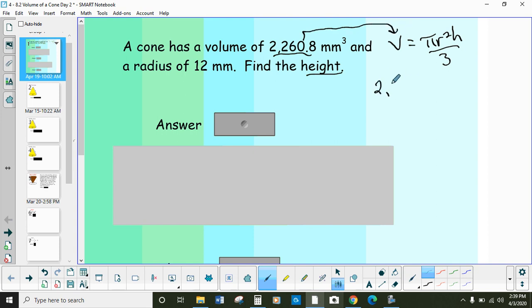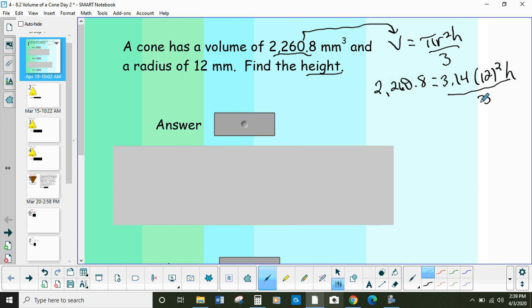So I got 2,260 and 8 tenths equals, and that should technically be about, since I'm going to estimate pi at 3.14, but that's right, we'll just write the equal sign. And it looks like they gave us a radius. They didn't give us the height this time, so I'll put a letter there, or a variable. Variables can be used to represent missing values, and divided by 3.